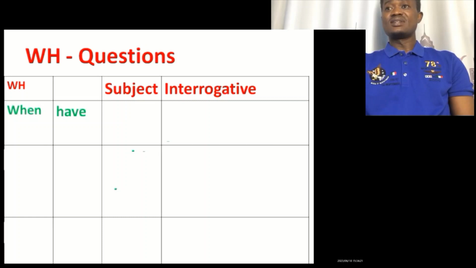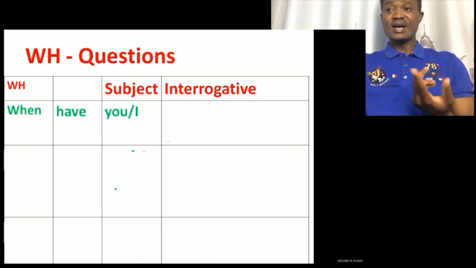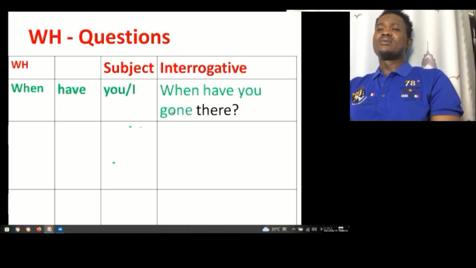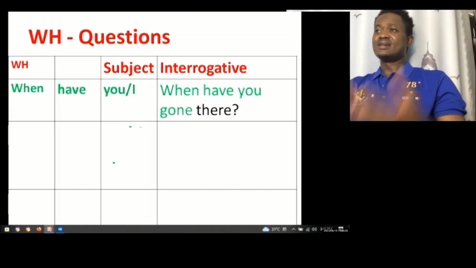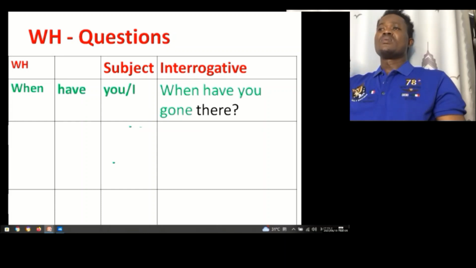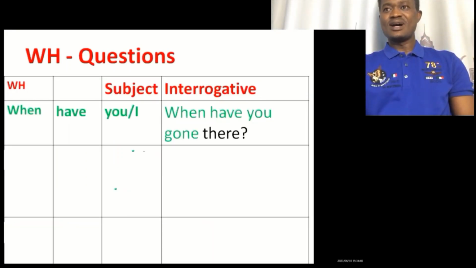All right, let's go to the subject form. The subject form is you, I. So, when have you gone there? That is the interrogative form. That was the wh-question. Let's use I: when have I gone there?